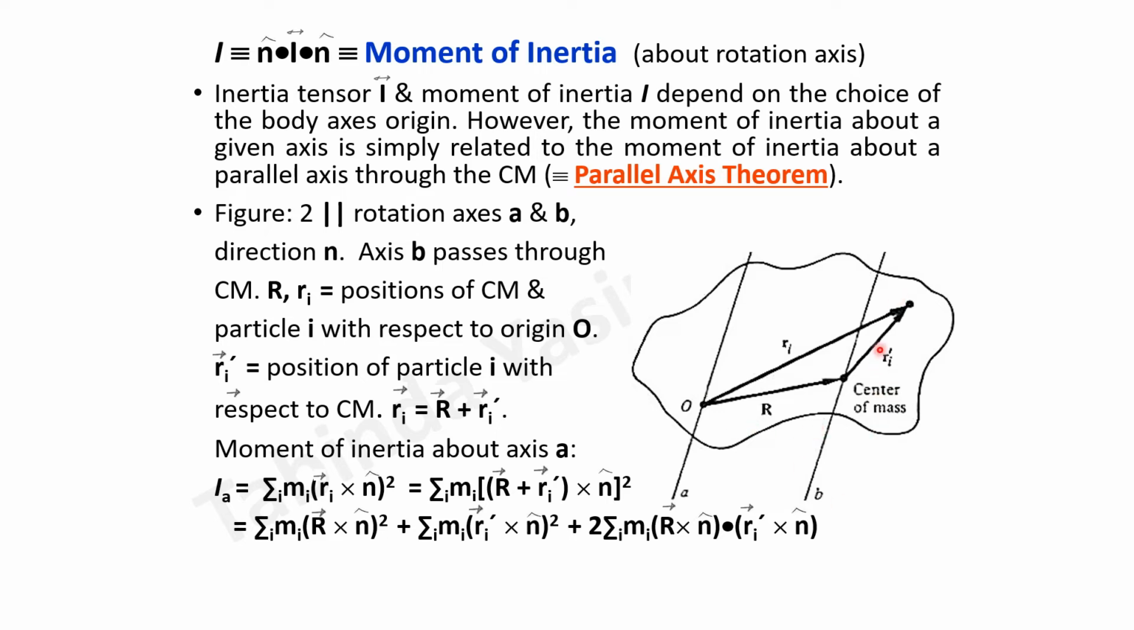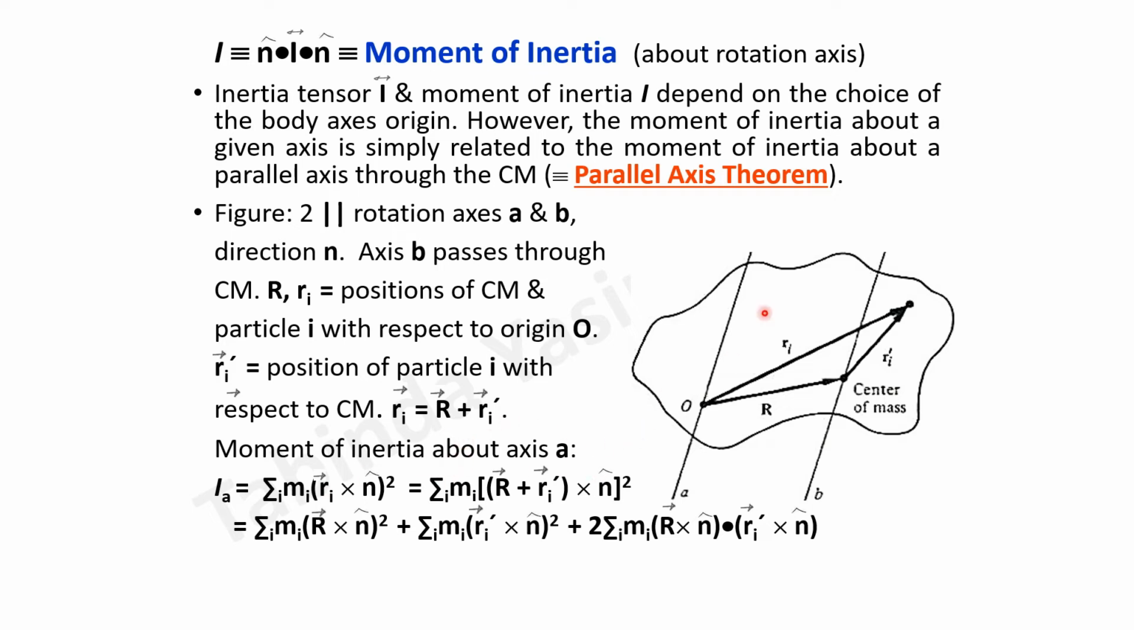Axis B passes through the center of mass. Capital R is the position of the center of mass, and Ri is the position of the ith particle with respect to the origin O. The position of the particle i with respect to the center of mass is Ri prime, which is equal to Ri minus capital R, or you can say Ri is equal to R plus Ri prime.